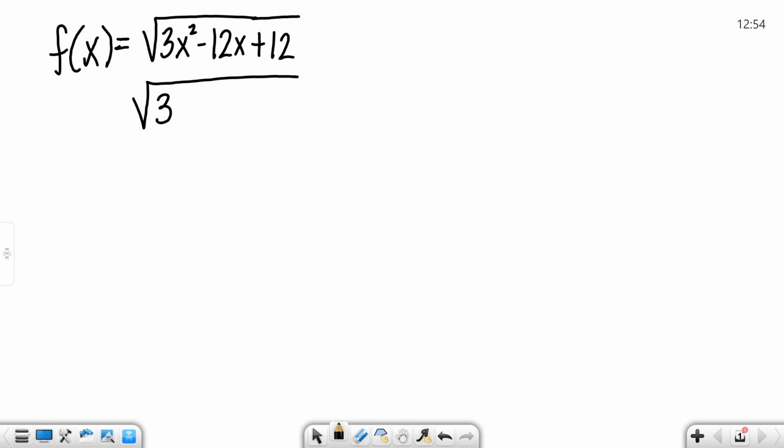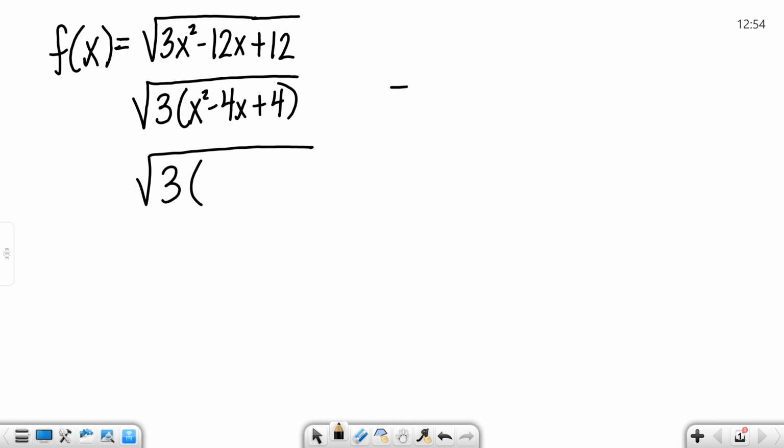I'm going to factor out a 3. I get x squared minus 4x plus 4. Now I'm going to factor that trinomial. Two things that multiply to give me 4, but add to give me negative 4. I'm only looking in the parentheses. So that would be negative 2.